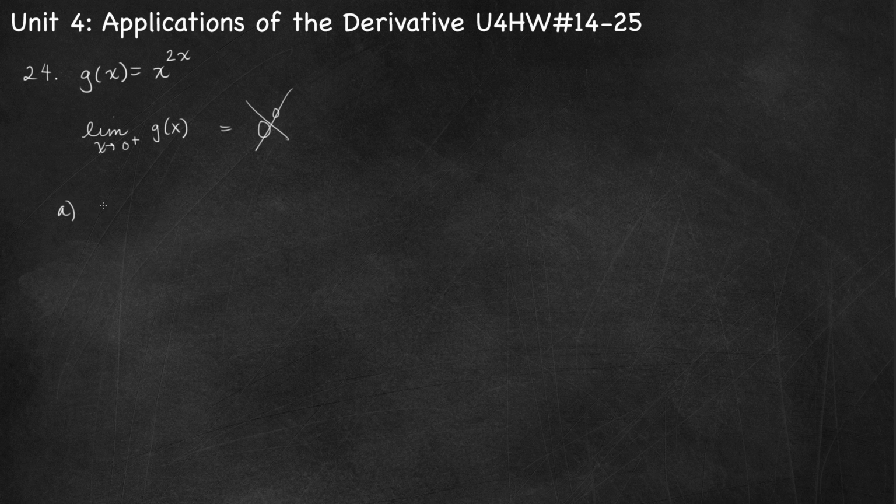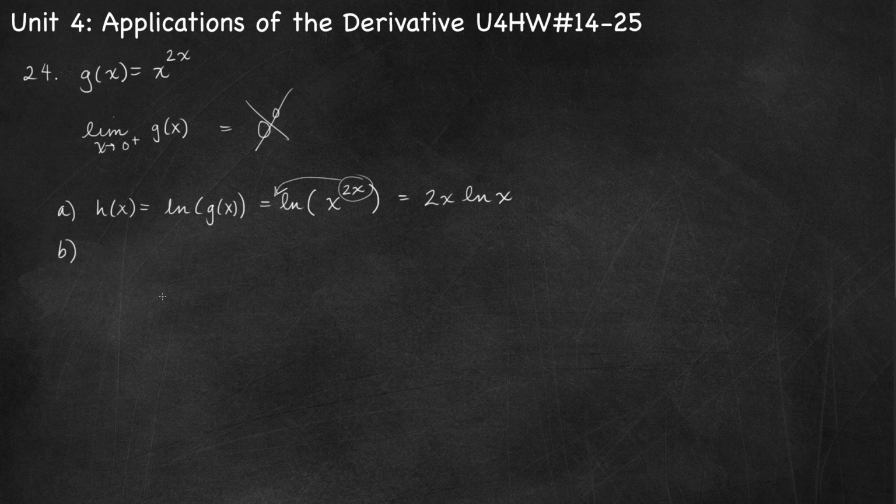Part A, we're asked to let h of x equal the natural log of g of x. Explain why h of x equals 2x times ln x. Well, if we compose our function here, that equals the natural log of, and then since g of x is x to the power 2x, I can use my log properties and rewrite this where I move the power down in front of the log as 2x times the natural log of x.